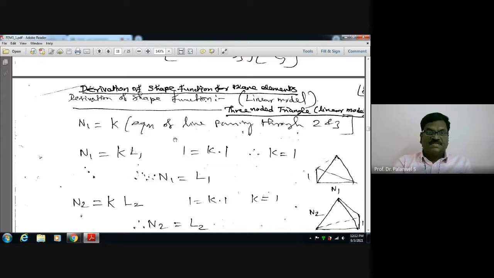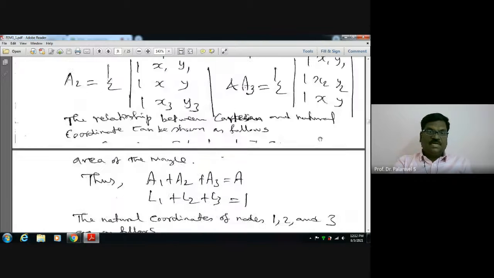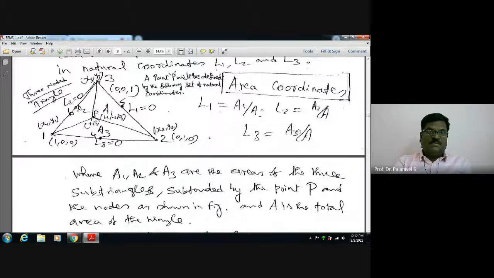kind of elements. See, N1 equals unknown parameter k into the equation of the line passing through node 2 and 3. So in the triangle, if you want to get the N1 shape function for node 1, what to do? You should not consider this point, only the remaining nodes. I have not drawn a separate triangle for the three-noded element. Sorry, three-noded triangular element. Here I have drawn a six-noded triangular element. For the time being, forget about the intermediate nodes. Only concentrate on 1, 2, 3, three nodes.